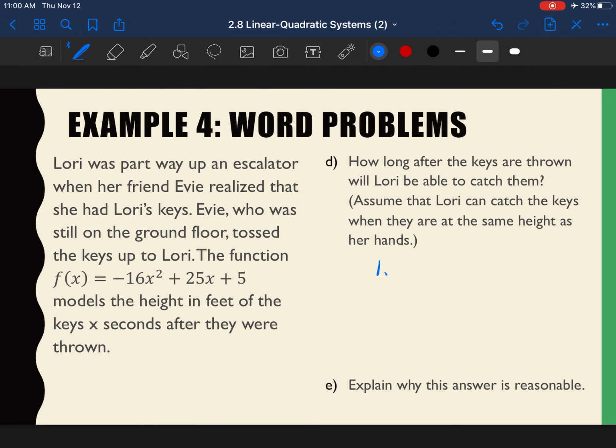1.327 seconds. The 9.995 was the height at which she caught the keys. Explain why this answer is reasonable. Well, if you got an answer of 10, that wouldn't make sense, because that would mean somebody threw the keys and their keys are in the air for 10 seconds. That would not make sense.